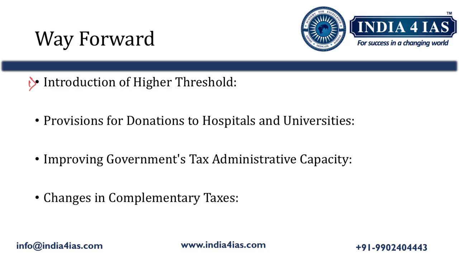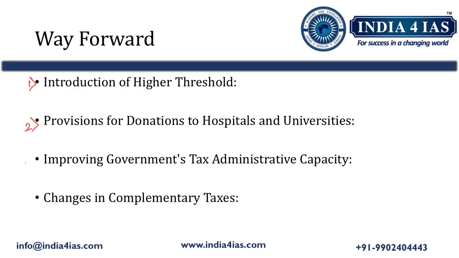Then the second suggestion is to make provisions for donations to hospitals and universities. It means exempting endowments to hospitals and universities from inheritance tax calculations to encourage philanthropy. The government should encourage endowments to hospitals and universities, and that much of the money should be discounted from the calculation of inheritance tax. So this encourages philanthropy and helps in the development of hospitals and universities.